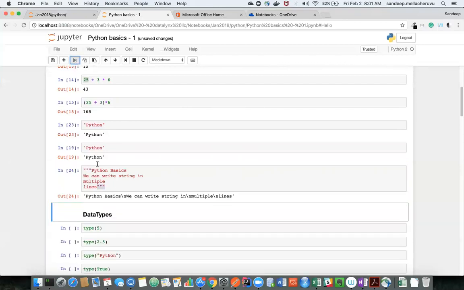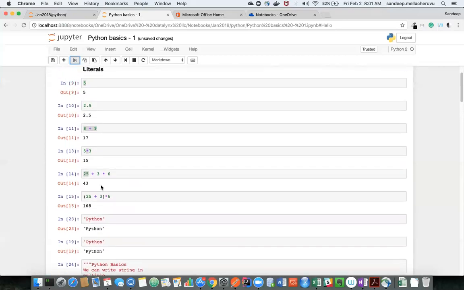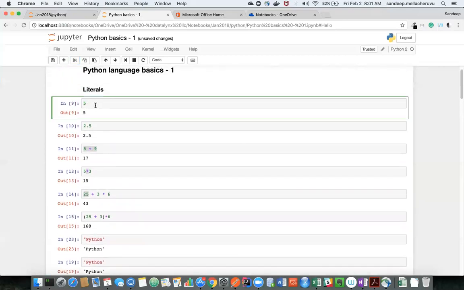Is that fine? Are you able to follow until here? The literal part. So in short, there are 3 literals.